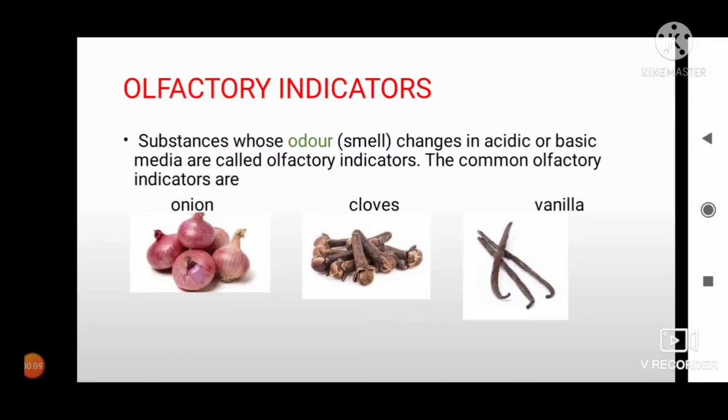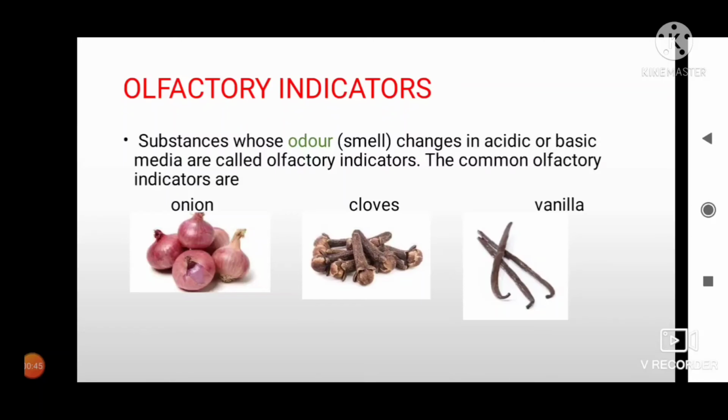When a basic solution like sodium hydroxide solution is added to cloth strips treated with the onion or onion extract, then the onion smell cannot be detected. If an acid solution like hydrochloric acid is added, we can detect the smell. Acid cannot destroy the smell of onion. This can be used as a test for acids and bases.